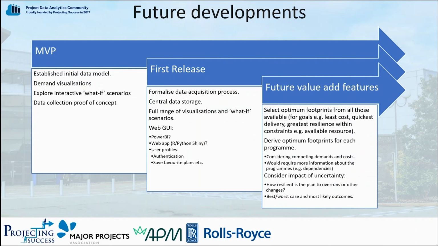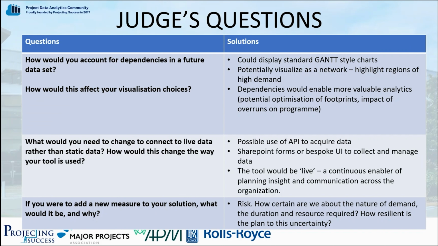Future developments: on the left-hand side, we think we've ticked off all those in the MVP. On the right-hand side, where we'd want to take this ultimately is through to optimizing the plans and considering uncertainty as well. So what's the risk of these plans given the uncertainty in the inputs?